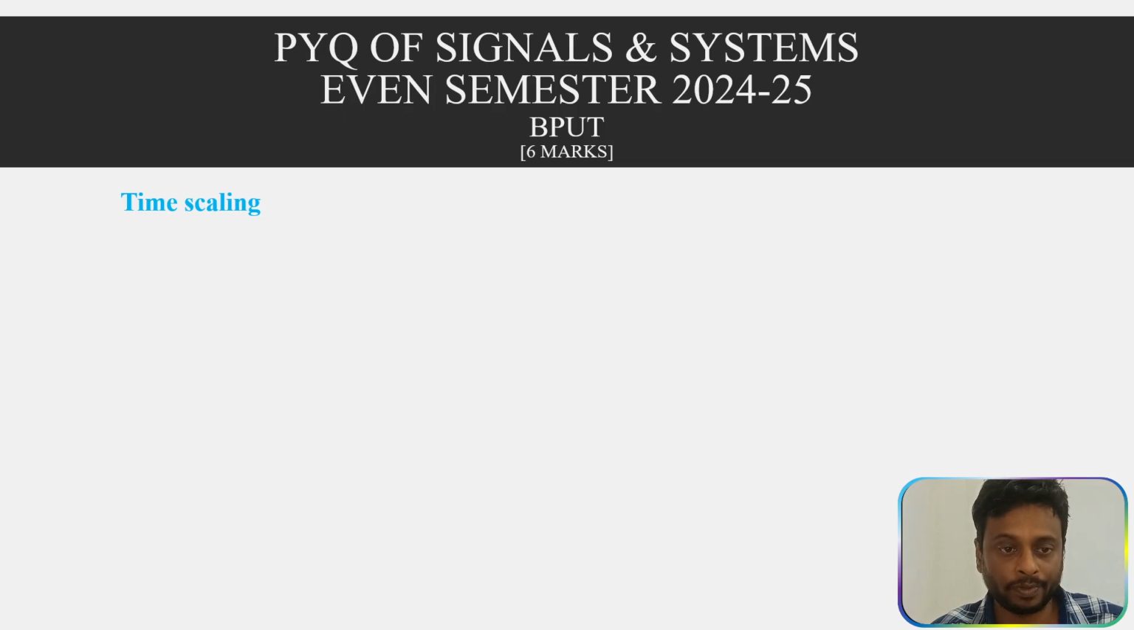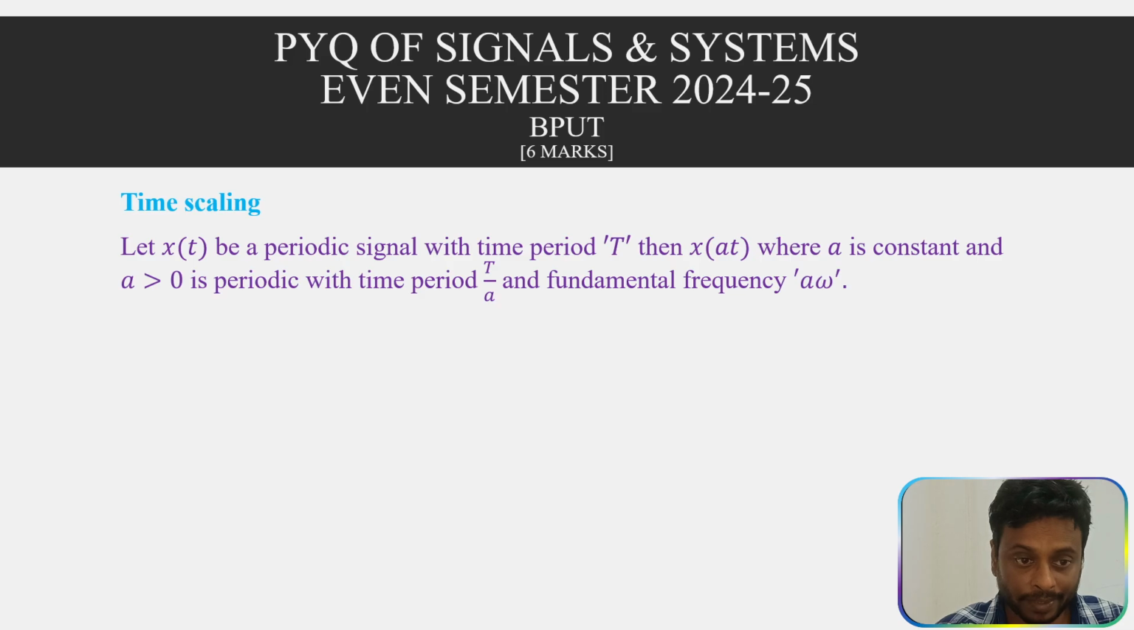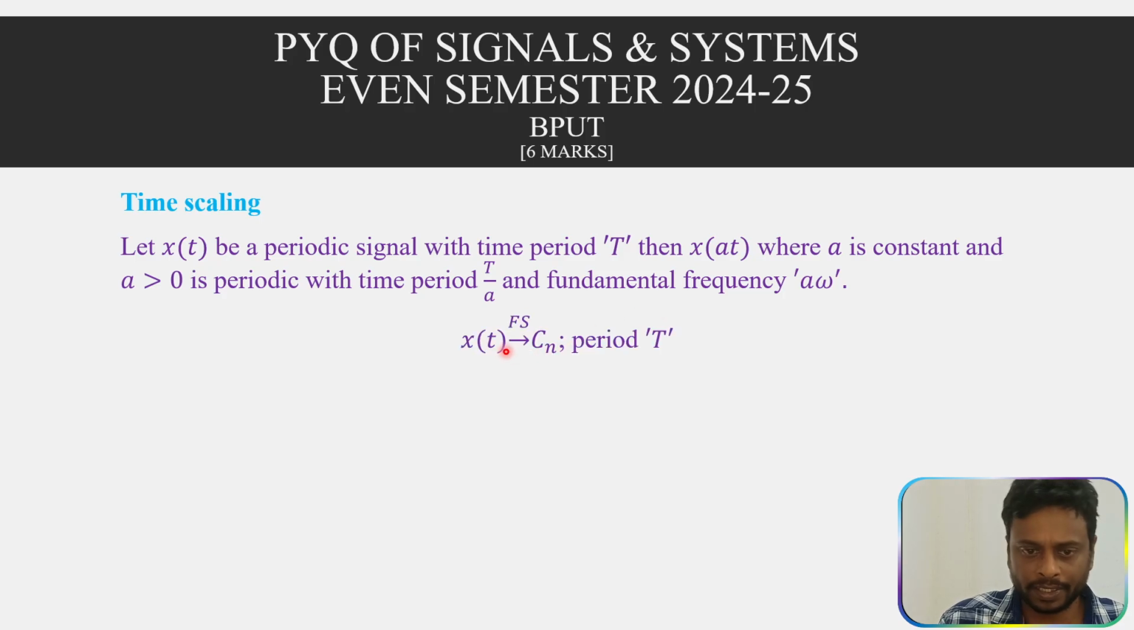Next is the time scaling property. In this case, if x of t is a periodic signal with time period T, then x of at, where a is a constant, called the scale factor, with a greater than 0, will be periodic with time period T by a, and the fundamental frequency is a omega. So x of t has Fourier series coefficient Cn with period T, and x of at has Fourier series coefficient Cn with period T by a. Here the frequency is omega; here the fundamental frequency is a omega.